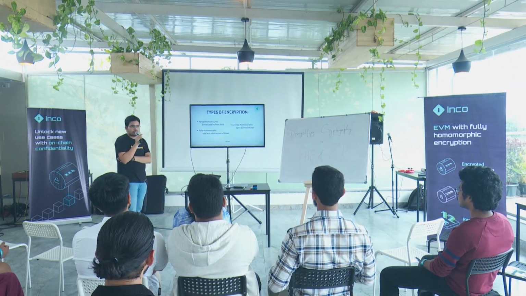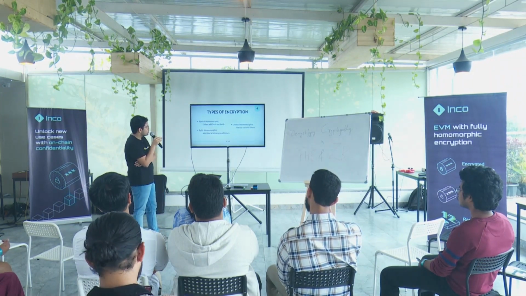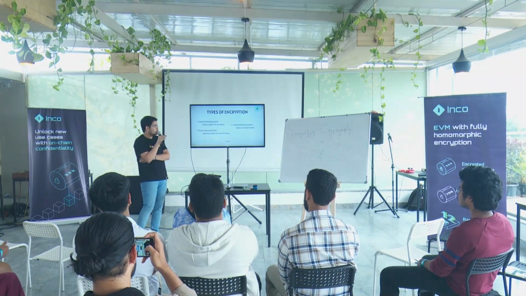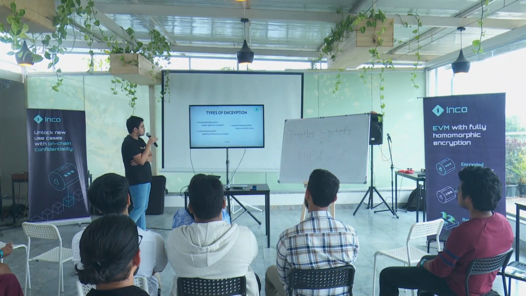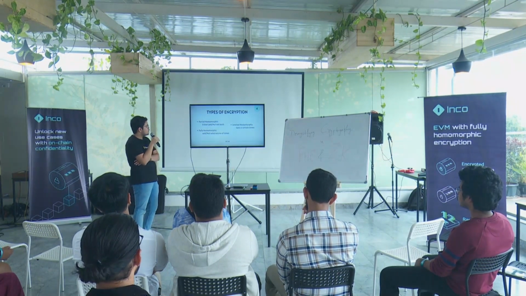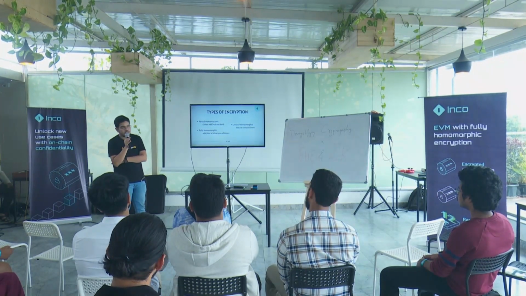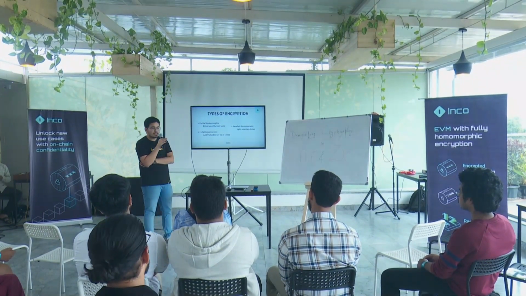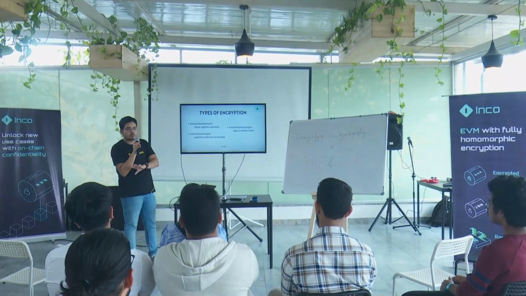So let's start with the types of encryption. This is pretty ambiguous. Certain cryptographers divide the types of encryption into 3 to 4 categories, but I tried to keep it at a total of 3. One is partial homomorphic encryption, second is leveled, and third is fully homomorphic encryption. In partial homomorphic encryption, the algorithm might support either addition or multiplication, but not both. In leveled homomorphic encryption, you can perform addition and multiplication, but only up to a certain limit.